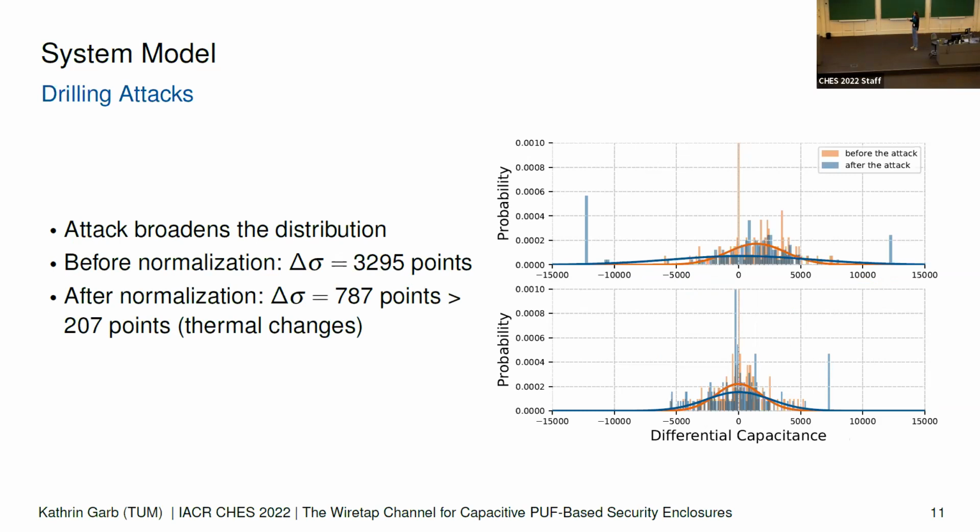However, you still have a difference in the standard deviation of 787 points, which is still larger than for thermal changes. So the takeaway message from this part is basically that we are able to visibly distinguish between the regular behavior influenced by thermal changes and an attack. And as soon as you can make this distinction, you can model your system through a wiretap channel.